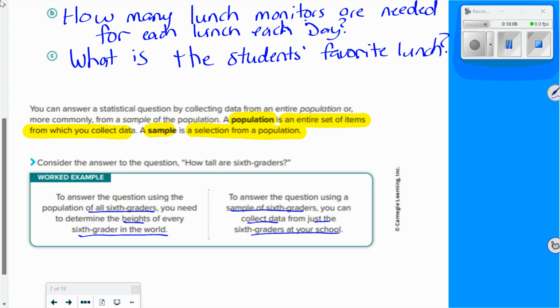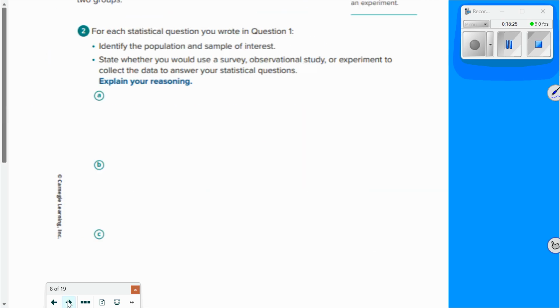So your population is the big group that you're looking at. The sample is what data you're actually looking at. That makes sense for everyone? Okay? So they're very closely related. Your population is just your bigger group. The sample is what you're specifically looking at.